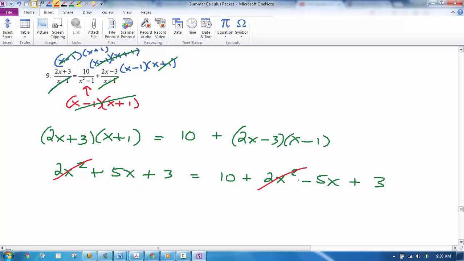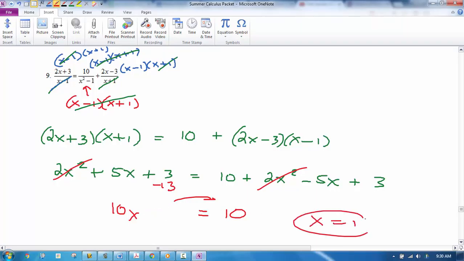Now I'll move everything to the left. So I'm going to add 5x, so this becomes 10x on the left. 10 and 3 are 13, but I'm going to subtract 13 from this 3. And that gives me negative 10. And that equals 0. Or better yet, just keep it over here. And you have 10x equals 10, so x equals 1 is my answer.